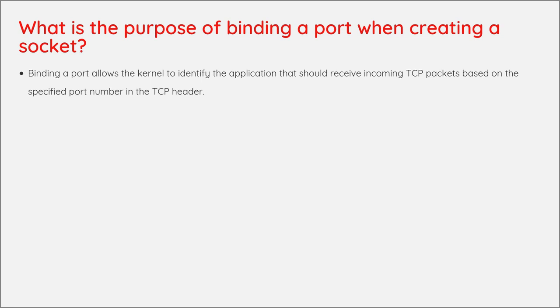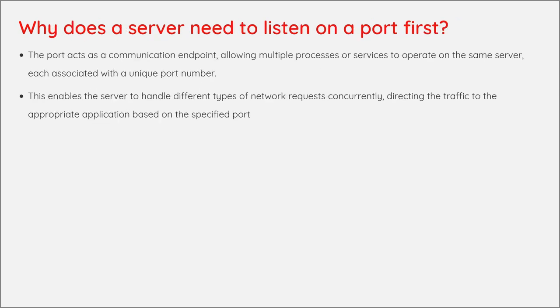Binding a port allows the kernel to identify the application that should receive incoming TCP packets based on the specified port number in the TCP header. Why does a server need to listen on a port first? The port acts as a communication endpoint, allowing multiple processes or services to operate on the same server, each associated with a unique port number.